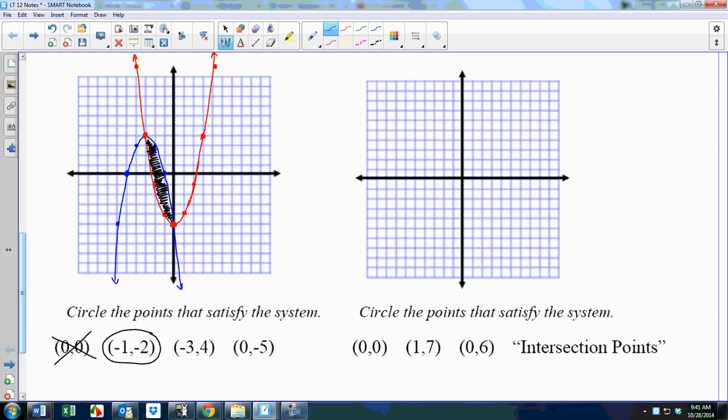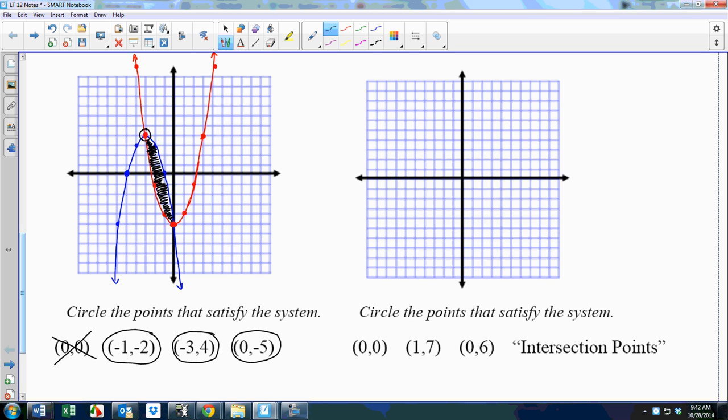-3, +4. What's special about that point? It's right here where they intersect. So does it work? They're both solid lines, solid parabolas, so yeah. 0, -5, again, same thing. 0, -5 is where they intersect. And they're both solid, so yes, it works.